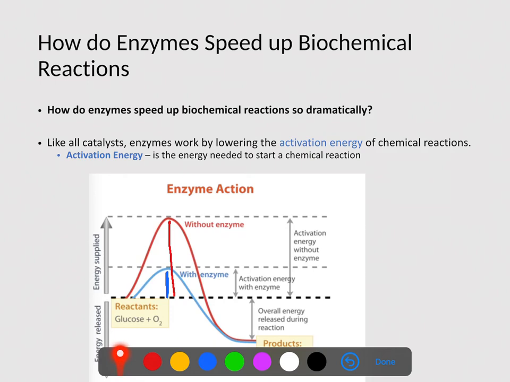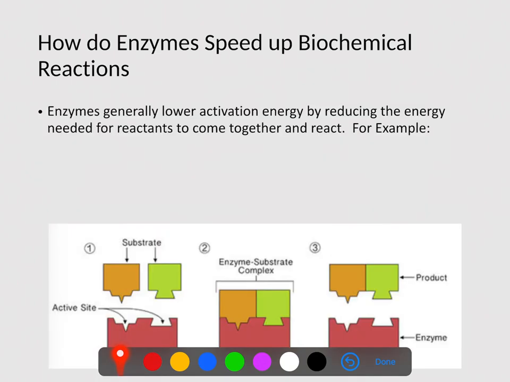A good analogy I like to use is think about somebody pushing a boulder up a mountain, right? It's steep, it's hard, it's difficult, but once you get it over the top, it crashes down to the bottom with our products. So think about lowering the hill. The lower the hill, the less energy you need to put into it until it gets to the bottom. So with an enzyme, you input less energy into the system.